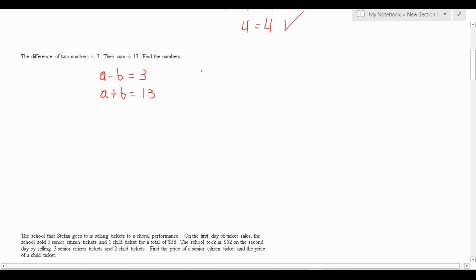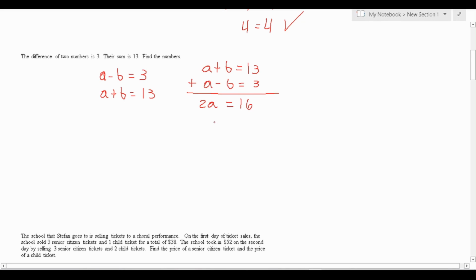I'm going to write this bottom equation up top since we're doing addition. A plus b equals 13. A minus b equals 3. Again, we're adding these equations. A plus a is 2a. B minus b is 0. And 13 plus 3 is going to be 16.